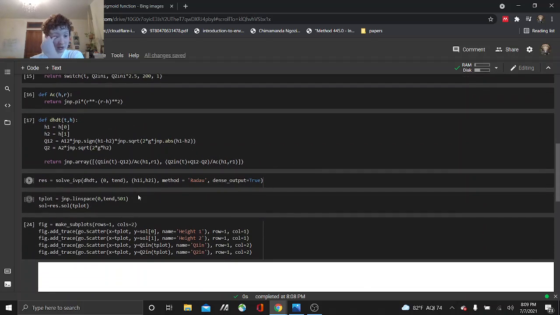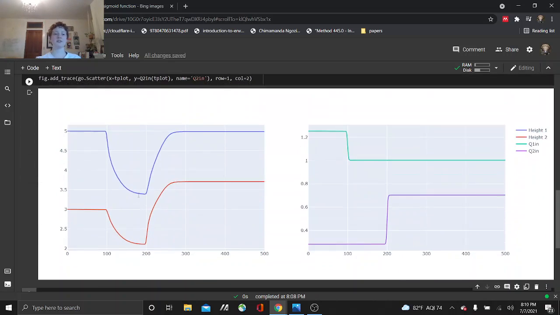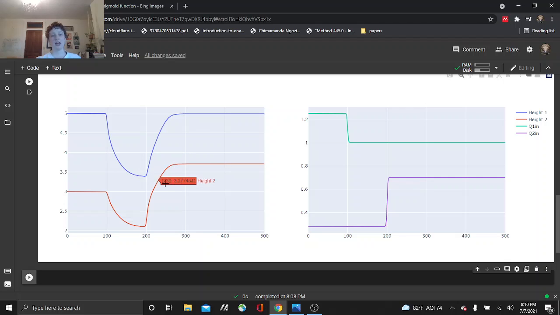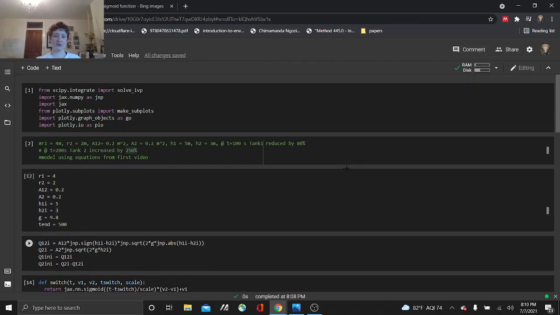So we were able to define our sigmoid function and use it to adjust for the time and the flow rate changes, so that reduction in flow rate and increase in flow rate. And then we were able to use all of that to create plots that showed us the change in our heights for tank 1 and tank 2, and the change in our flow rates for tank 1 and tank 2. So that's all I have for this video, and I'll be back with more.